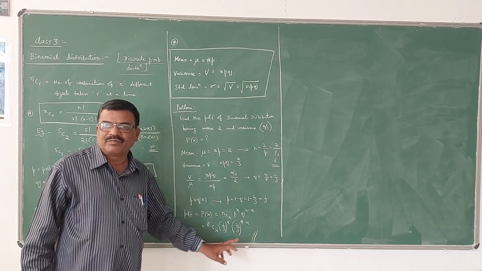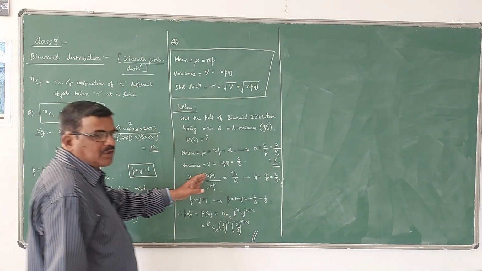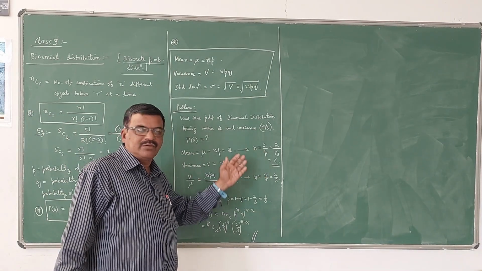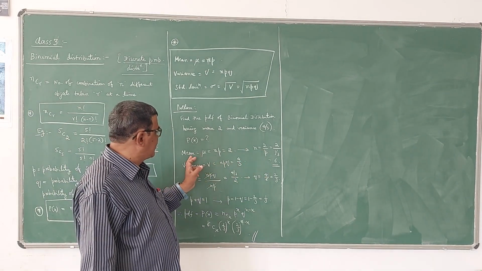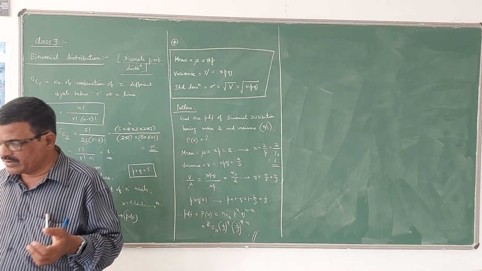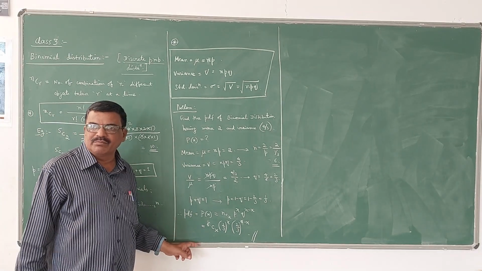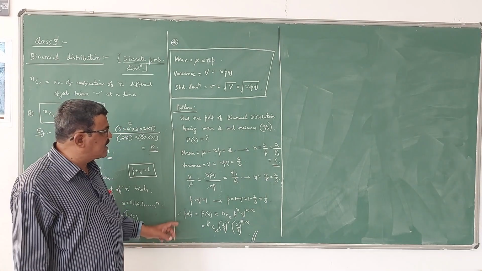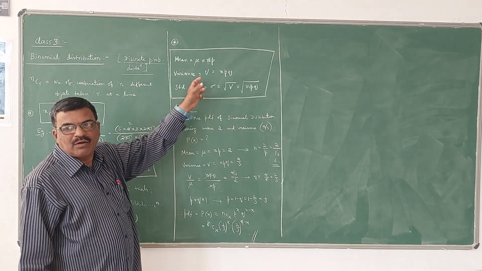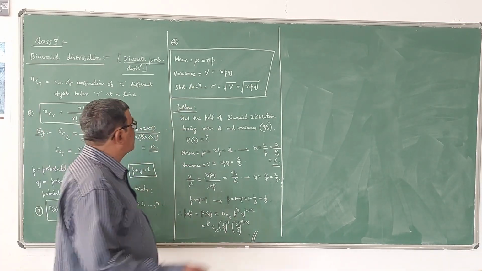That's all. n also you can find out. After finding p and q, you can just substitute the value of p and q in the mean or variance, and you will get the value of n. So this is the binomial distribution function. Simple. Given the mean and variance, the only thing is you should know these formulas. So I will take one more problem.